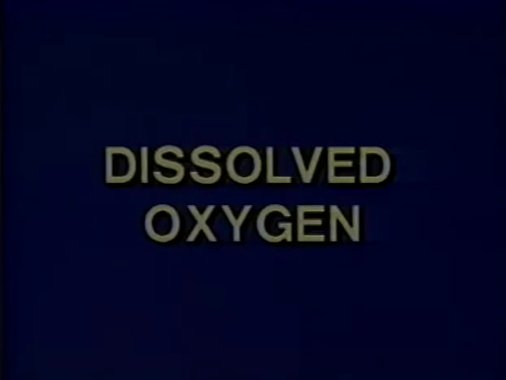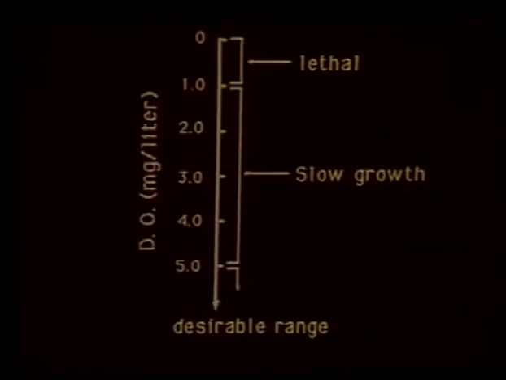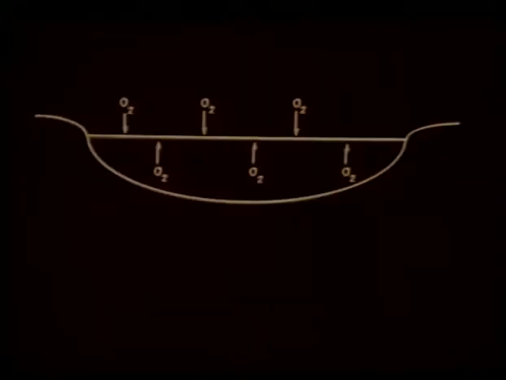Dissolved oxygen. Maintaining adequate concentrations of dissolved oxygen is critical to successful fish production. Adequate dissolved oxygen is necessary not only to prevent massive fish kills, but also to maintain healthy and growing fish. Generally, it is desirable to maintain dissolved oxygen levels above 5 milligrams per liter. Dissolved oxygen concentrations from 1 to 5 milligrams per liter usually cause reduced growth after prolonged exposure. Values below 1 milligram per liter prove lethal to most fish if exposure is prolonged.